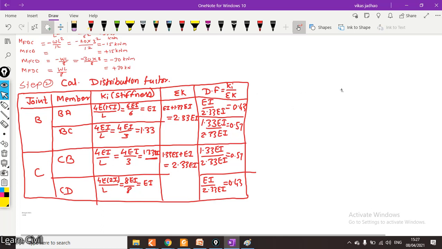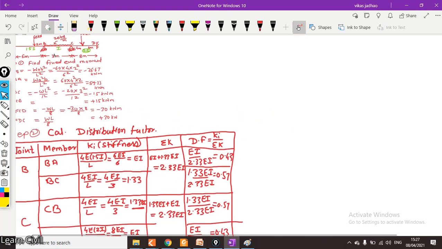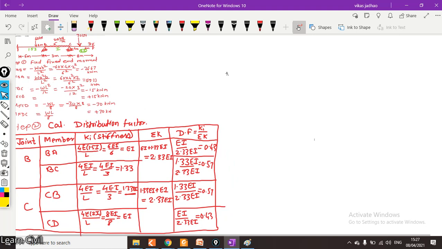Okay, now the next step is distribution of moments. For the next step, step number 3, distribution of moments, we'll write down the distribution table.